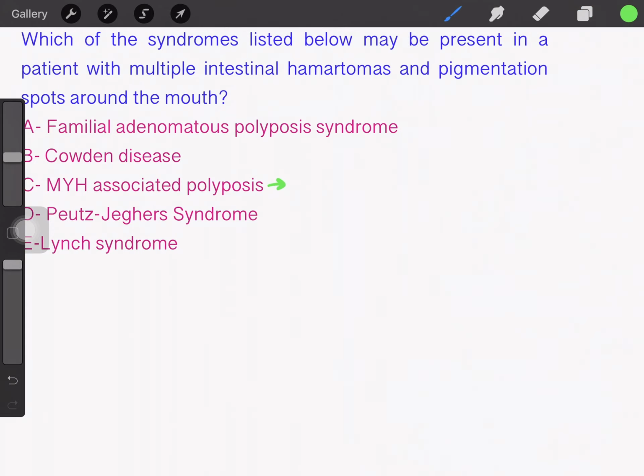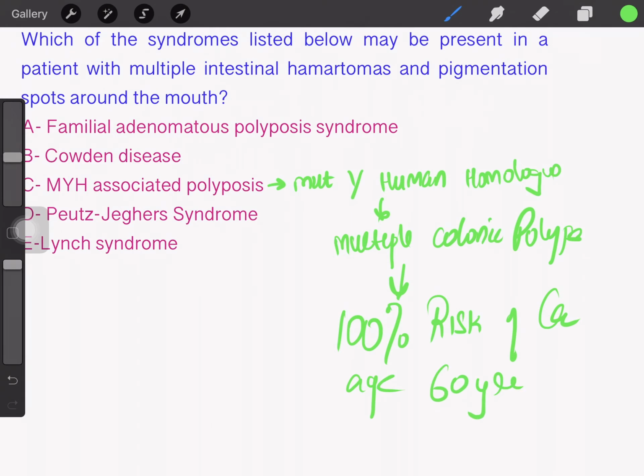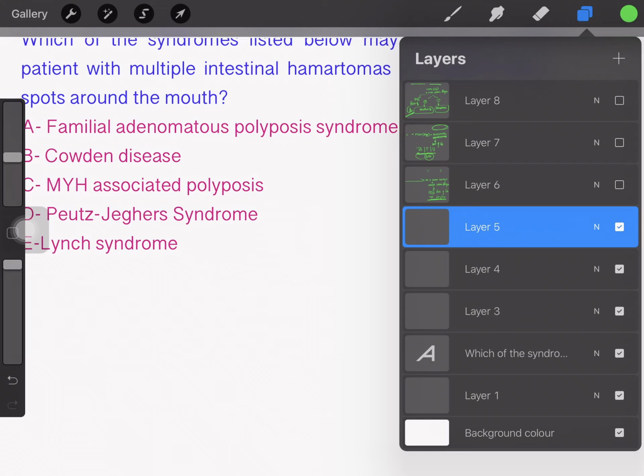MYH associated polyposis is something which even I hadn't heard of. So I was discussing this with my brother. He told me this is some MutY human homologue gene which leads to multiple colonic polyps. Why is this so important? Because this has 100% risk of CA by the age of 60 years. That is a dangerous thing. So that is why it is important to know it. That is why it is even given in the options. But again, there is no hematoma, no pigmentation, not the answer. We go on to the next option.